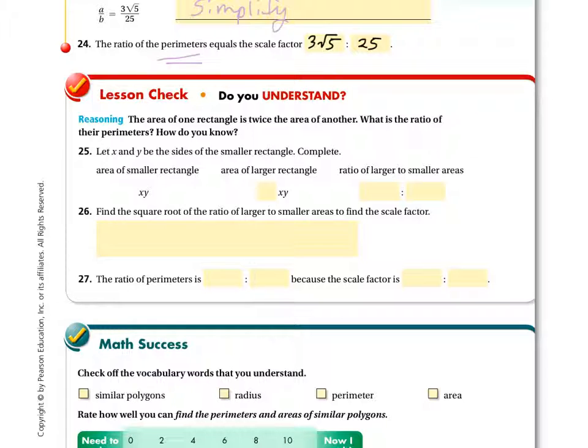So they're walking you through this, so read each question carefully and answer it, and they'll walk you through the solution.